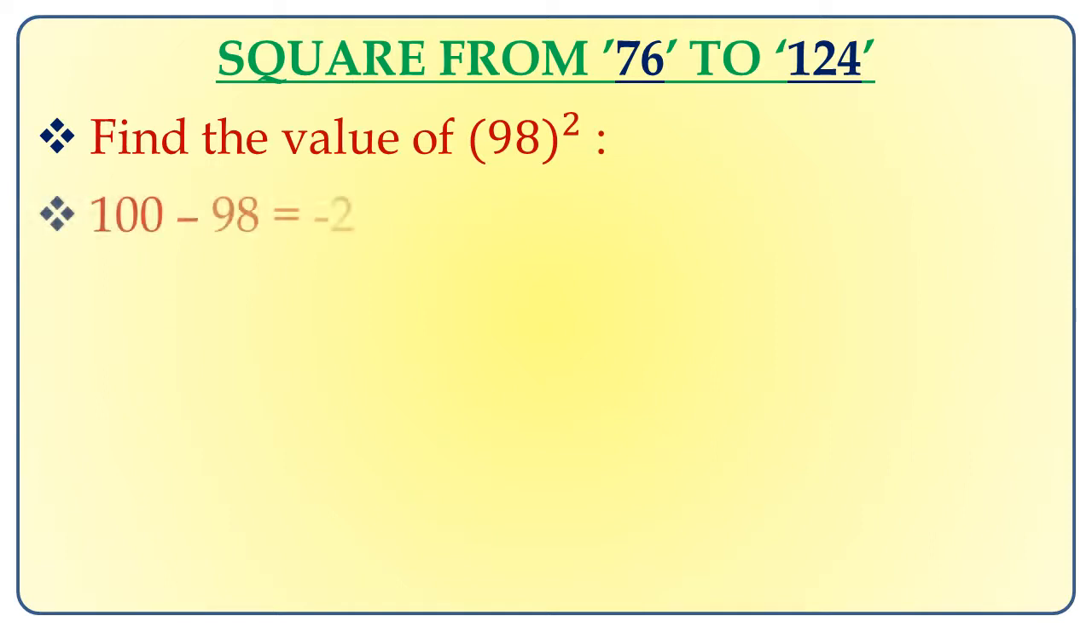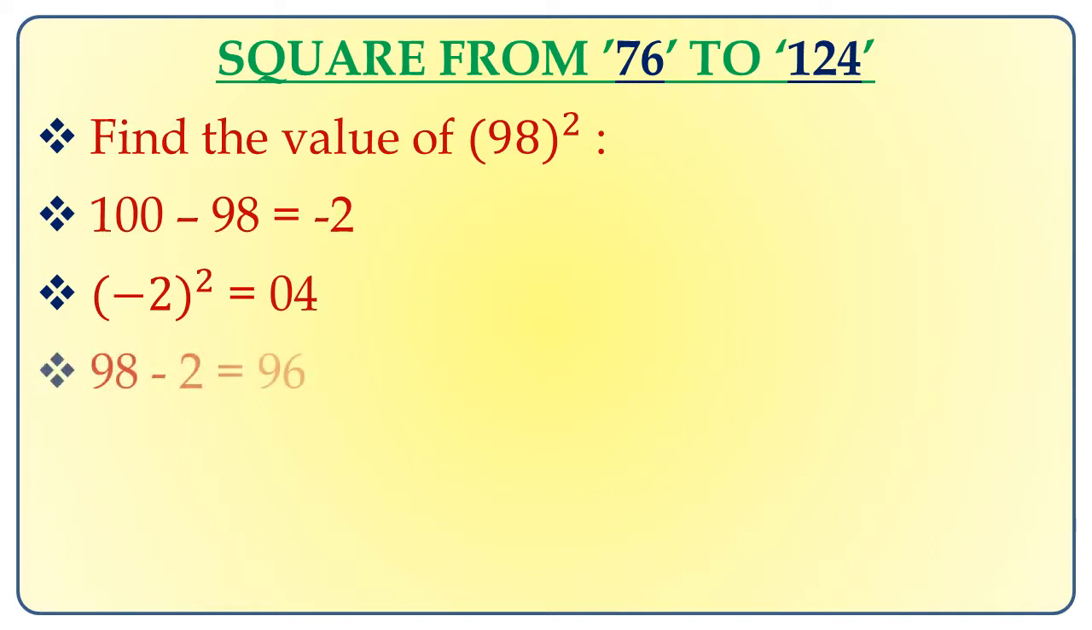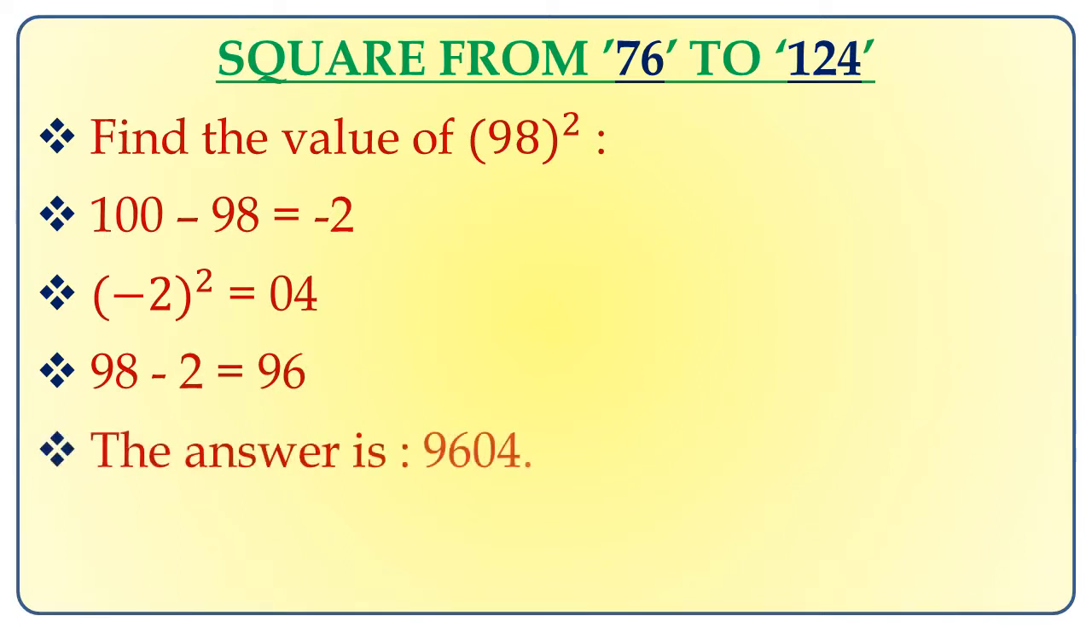One more example. Find the value of 98 square. Again 98 is less than 100. So the difference will be minus 2. Minus 2 square is 04, not 4. My dear friend, always take 2 digits. If it comes as a single digit, put a 0 to make it a 2-digit number. So minus 2 square is 04. Now 98 minus 2 is 96. So the answer of 98 square is 9604.